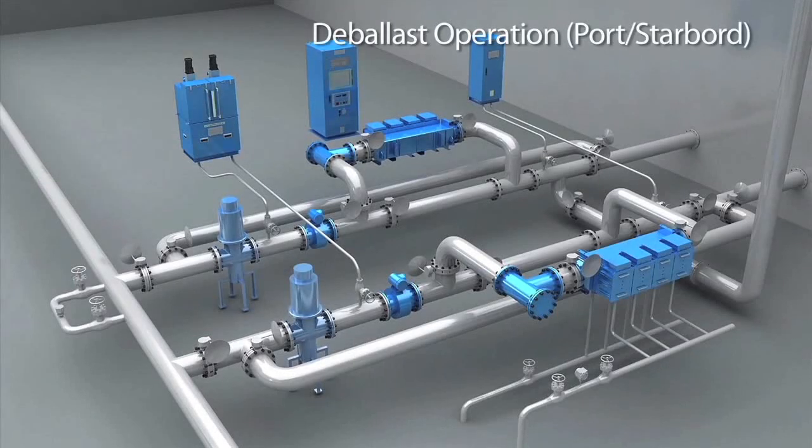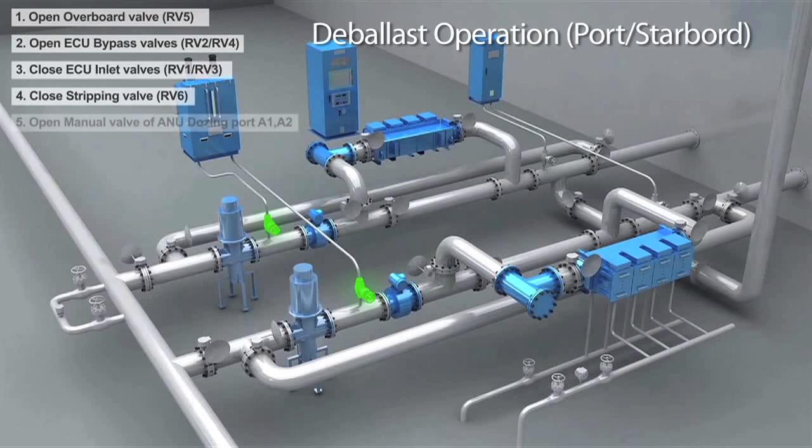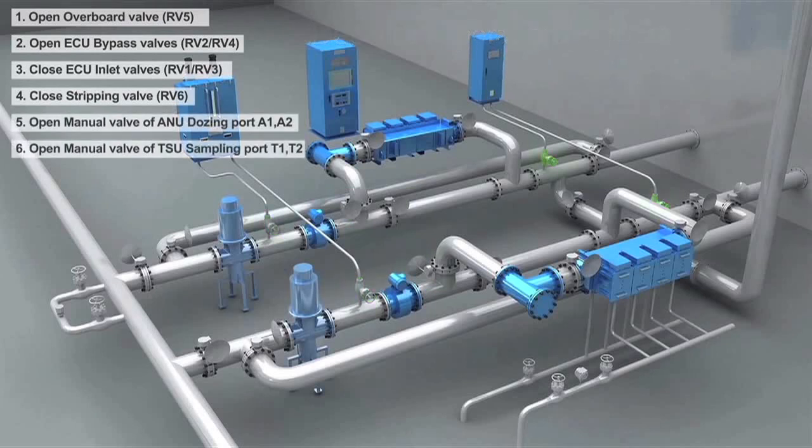B. Deballast operation, port starboard. 7. Make sure that it is in automatic deballast mode. After ECS start, operate the ballast pump. 8. If it is not in automatic deballast mode, please refer to troubleshooting section.